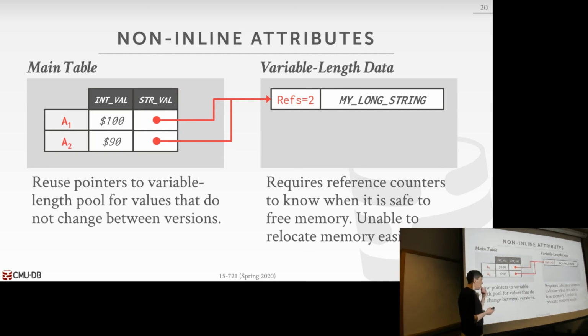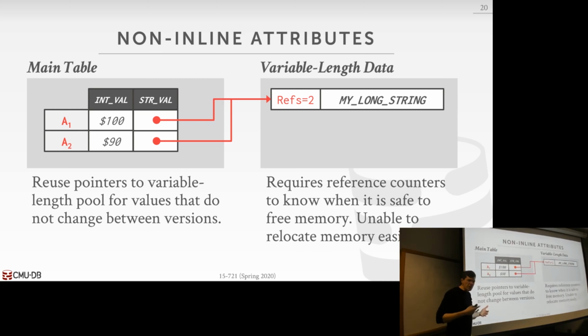The downside, though, and this is actually what we tried in our old Peloton system, is that because now I'm keeping track of if I had multiple versions pointing to this, I actually don't know where they are. So if I ever need to move this piece of data around in memory, like if I start compacting my variable length data pool, then I have to do a sequential scan and try to find what versions of the tuple are actually pointing to this. So this actually turns out to be a bad idea, and it's something we abandoned pretty quickly.